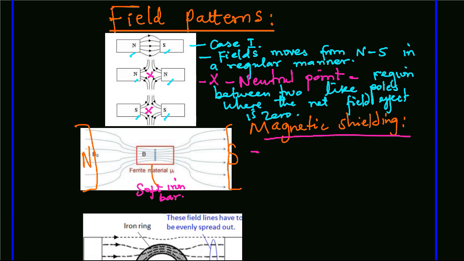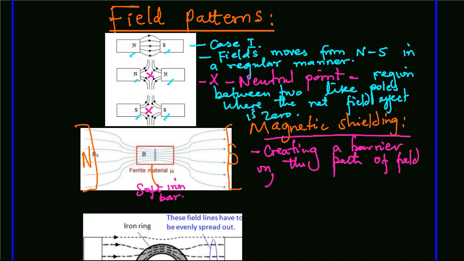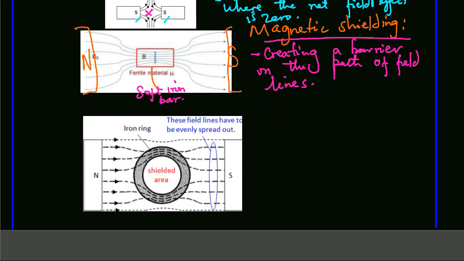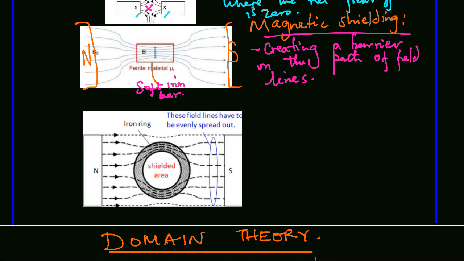So as stated earlier, magnetic shielding refers to creating a barrier on the path of field lines. However, shielding can also be done using a soft iron ring.